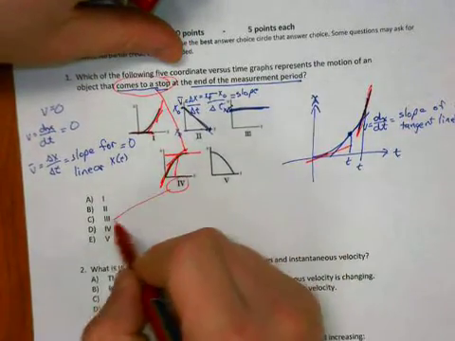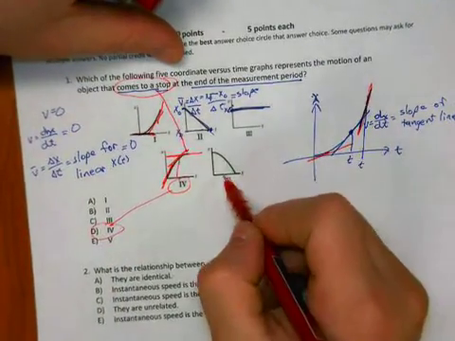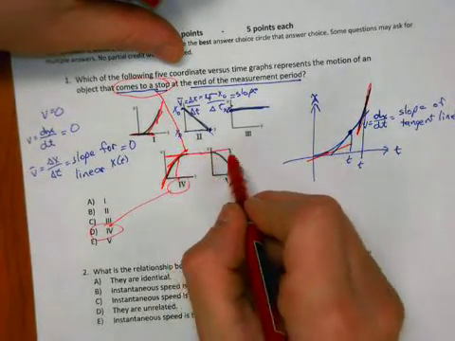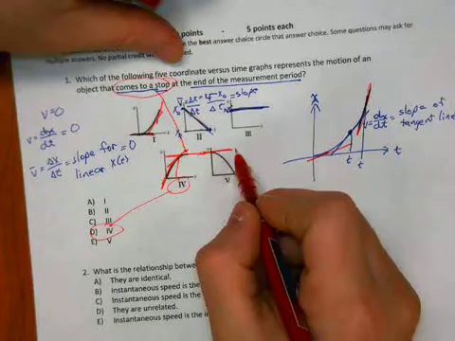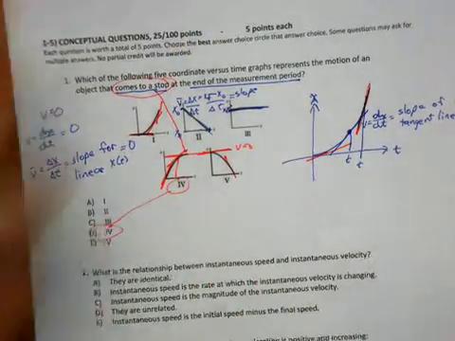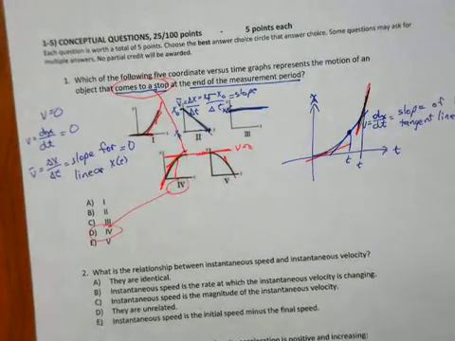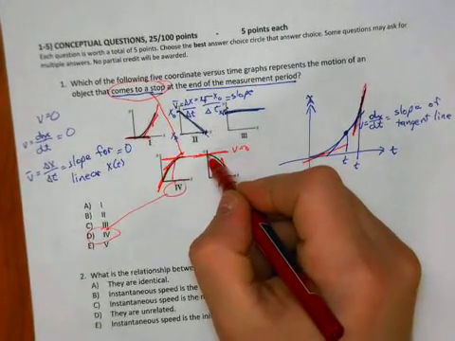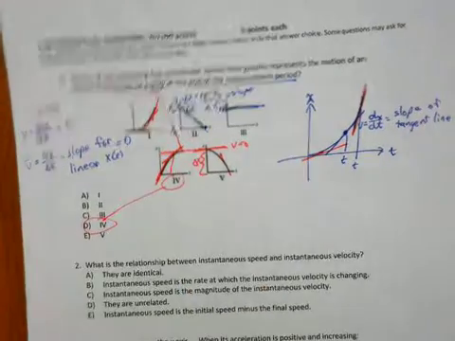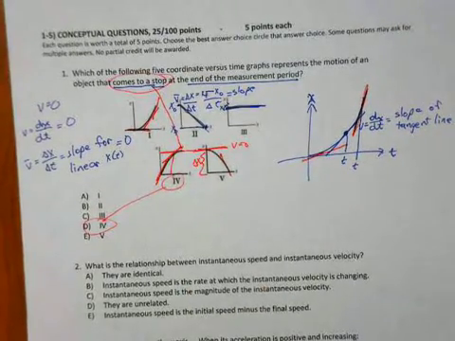Number 4. If you want to look at the next graph, this shows an object that starts at 0 slope, or velocity equals 0, and then speeds up in the negative direction. And it also does not start at the origin. It starts at some distance, delta x, away from the origin. Okay?